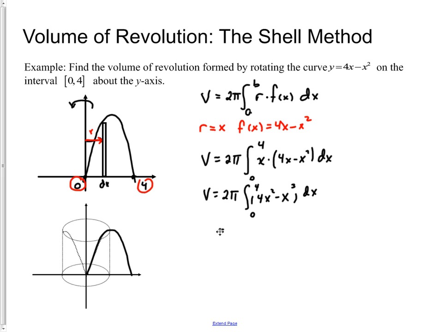So let's work this through. 2 pi, what do we get right here? This is going to be 4/3 of x to the third minus 1/4 of x to the fourth. Let's see, that's going to be 2 pi times 4/3 of 64 minus 1/4 of 4 to the fourth.